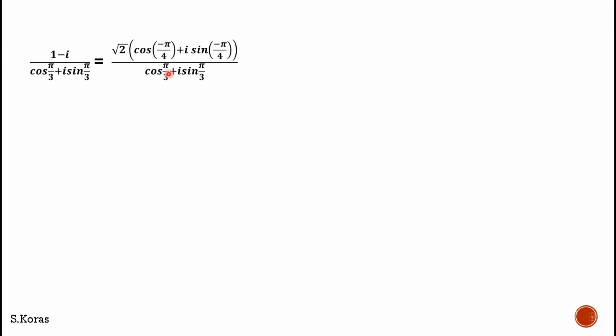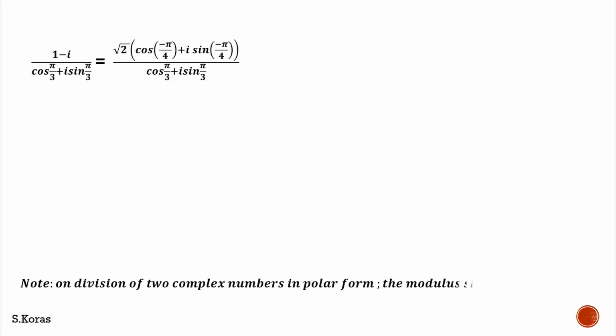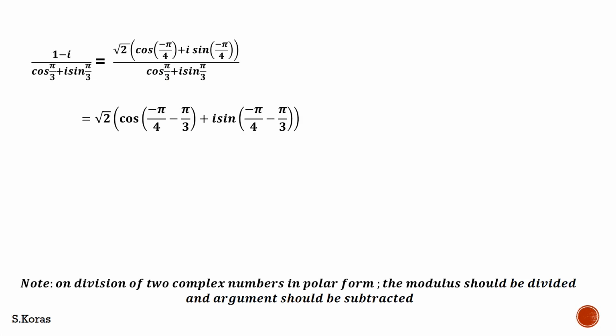What the rule says: if you want to divide two complex numbers in polar form, then we have to subtract angles. That is, the denominator angle should be subtracted from the numerator. Cos of minus pi by 4 minus pi by 3 plus I into sine of minus pi by 4 minus pi by 3. That is, the denominator argument is subtracted from the numerator. If we simplify it, we'll get cos of minus 7 pi by 12 plus I into sine of minus 7 pi by 12.